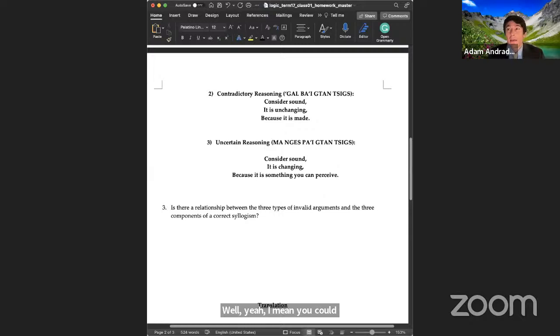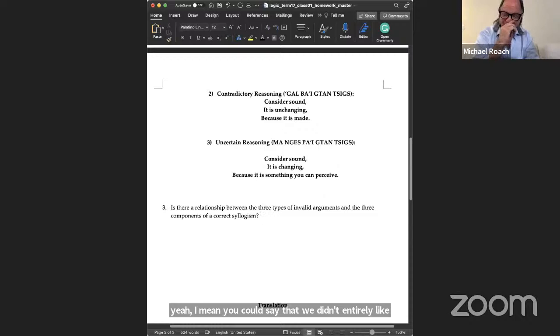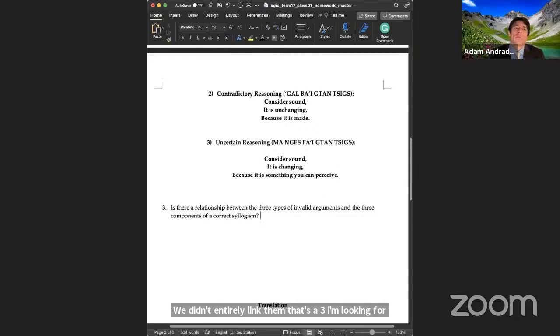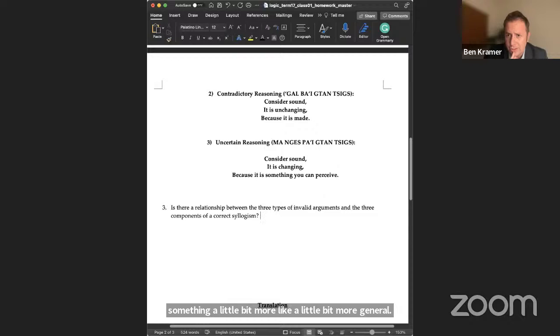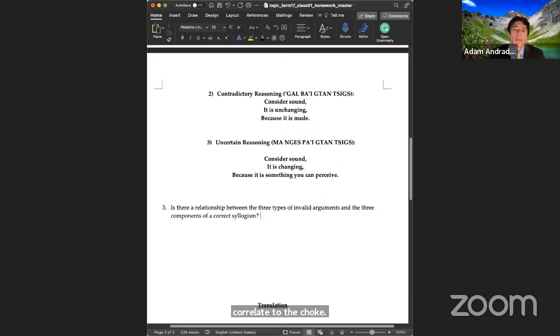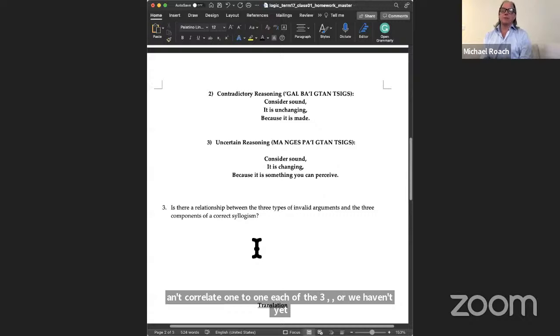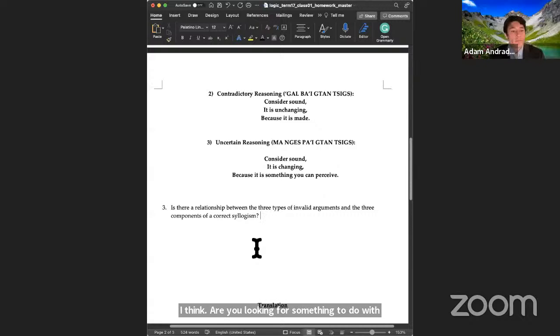We didn't entirely link them. I'm looking for something a little more general. The Madrupe Tensik does seem to correlate to one of them, but we can't correlate each of the three one-to-one, or we haven't yet. Are you looking for something to do with their Gelwa? Yeah. It doesn't apply in a one-to-one nature. It's kind of all three.